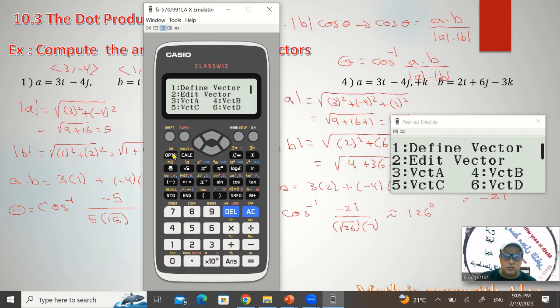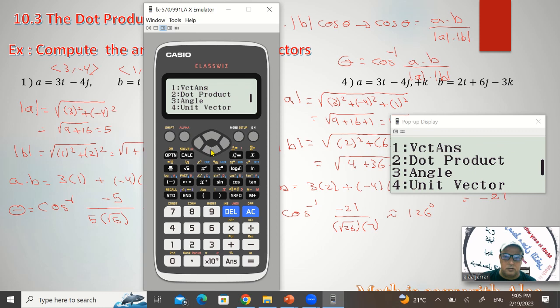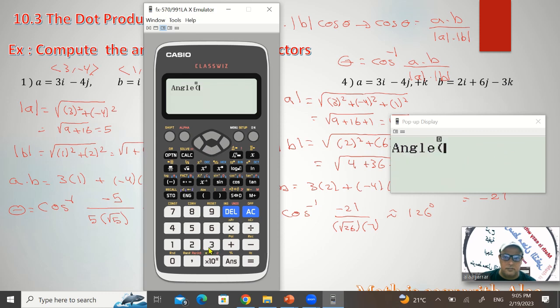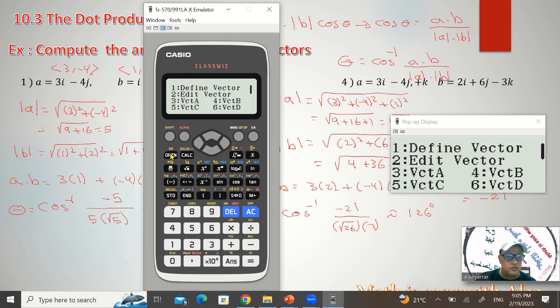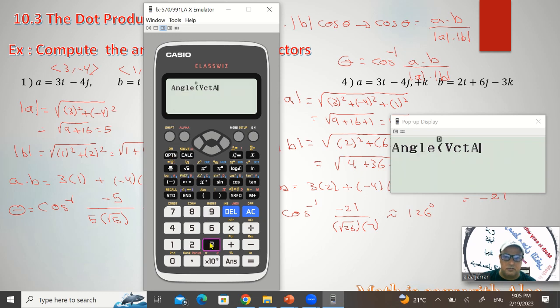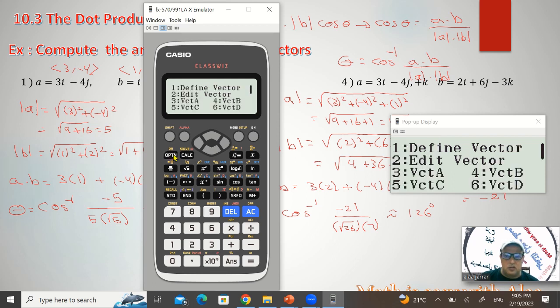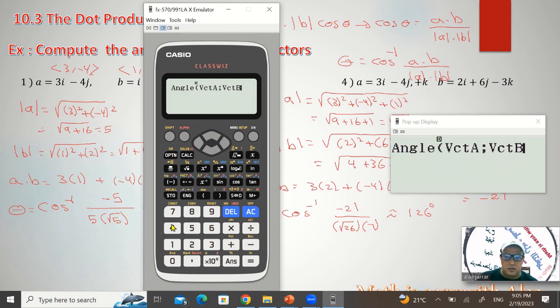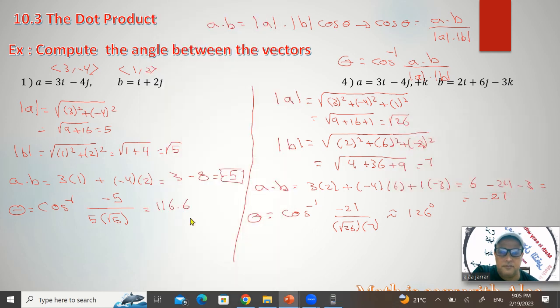Now go to option, down to angle, then go to option. The first vector is A, number 3. Then choose shift with the brackets to make the comma. Then choose the other vector, 4. Same answer, 126.039, approximately 126.